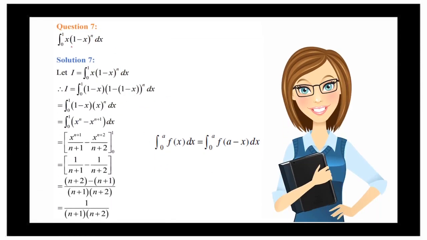Next we have the seventh question, x of 1 minus x raised to the power n, 0 to a. So we are applying the same property, 0 to a, f of a minus x. A is 1 here. So a minus x will be what? 1 minus x. So x will be 1 minus x, and 1 minus x becomes 1 minus 1 minus x. Open the bracket, we are getting this. Then again open the bracket, integrate, put the values and get the answer.